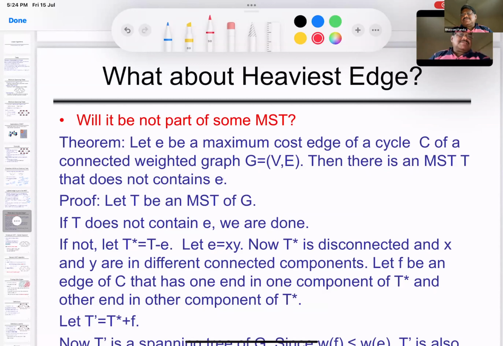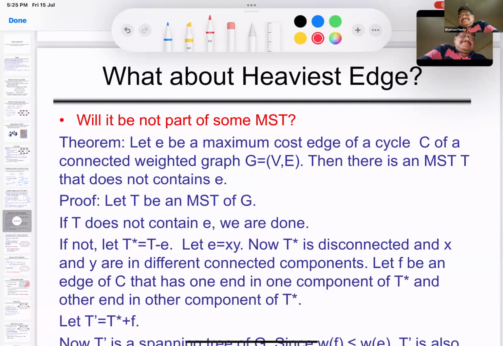So that means if you delete a heaviest cost edge from the cycle, and then in the remaining graph again look for a cycle and a heaviest cost edge in that cycle, and keep on repeating this process, then at the end there will not be any cycle. Whatever you are left with will again be a minimum spanning tree.